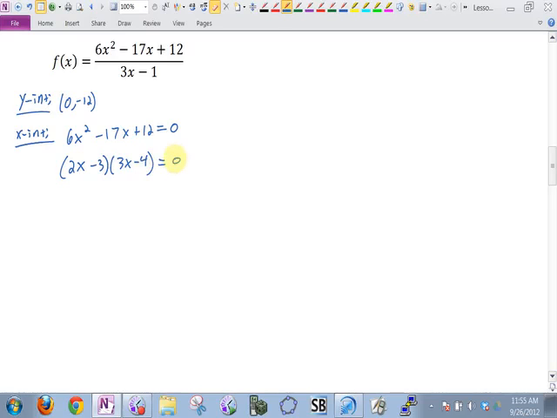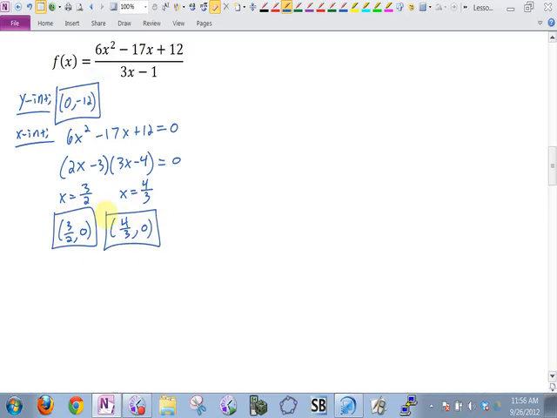So our two potential x-intercepts are at 3/2 and at 4/3. Double check real quick. Do either of those numbers also make the bottom of this fraction 0? No. So those are definitely x-intercepts. And those x-intercepts are really close together, right? 1.5 and 1.3. So a y-intercept, two x-intercepts, that's beautiful.